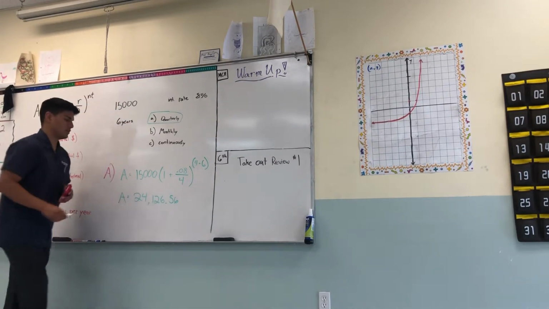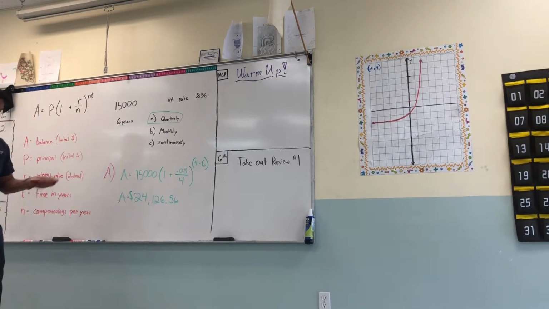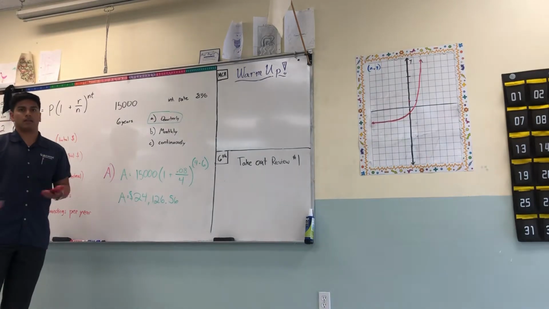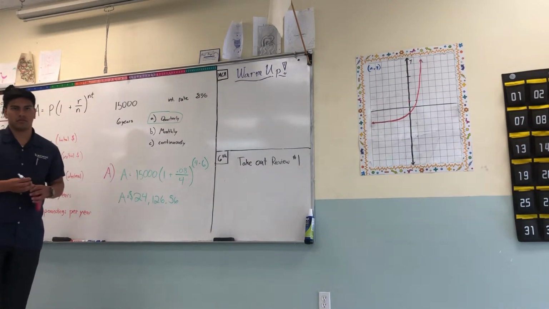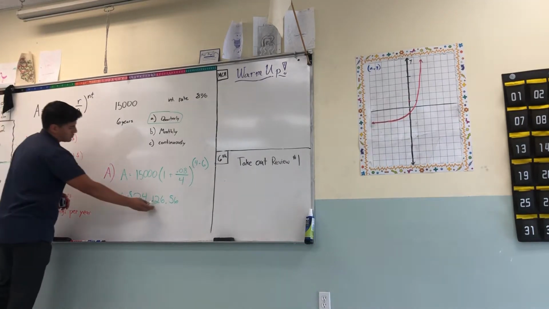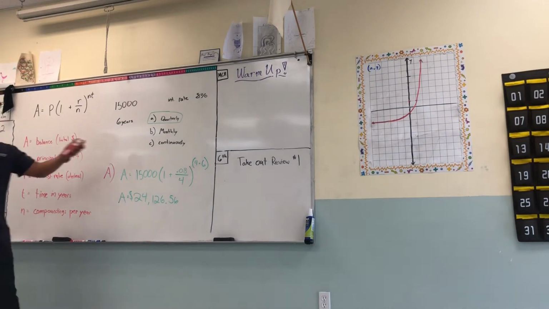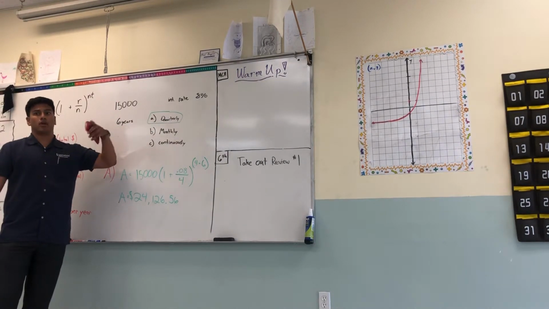So the answer is 24,126.56. Okay, that's the money that you'll have at the end of 6 years, which isn't too bad. They added on 9 grand in 6 years, and you just did nothing except leave the money in the account. So your balance is going to be 24,000. But that's if it were compounded quarterly.